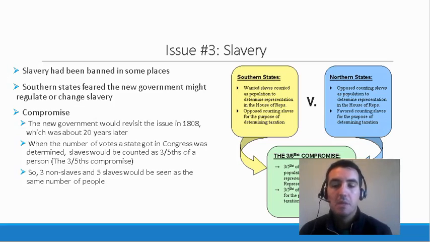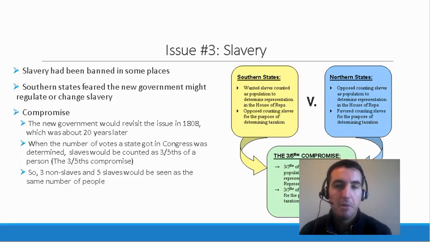The northern states say that's ridiculous. You treat them as property, you don't treat them as people, so they should not count as part of your population. So the compromise they reach is to count slaves as 3/5 of a person. What that means is when you're counting the population of a southern state, you do not count the slave as one person. You would count the slave as 3/5 of a person.